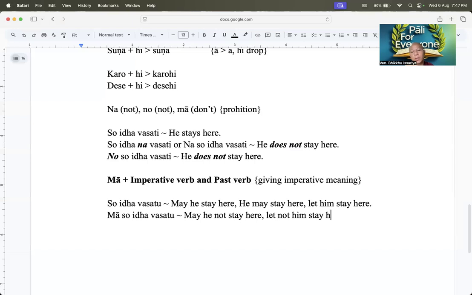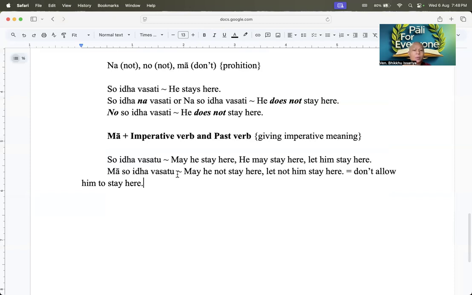Commonly, we don't use 'he may not stay here' as in an optative sense, just uncertainty. But here it is not allowing. So all the sentences mean don't allow him to stay here. That is prohibition. Not giving a chance to stay here. But commonly this ma, in this way also is possible.